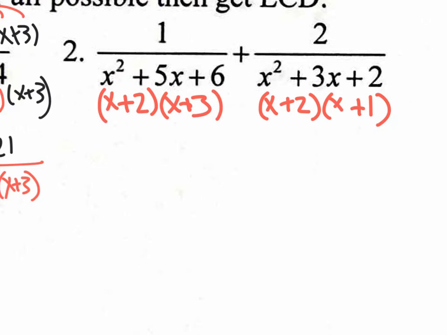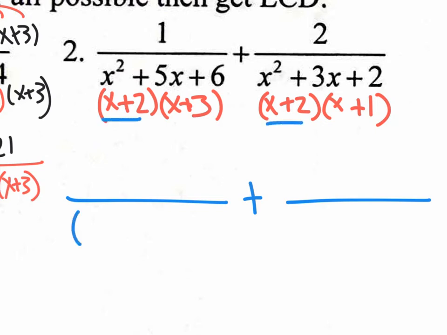So now let's figure out our LCD, ladies and gentlemen. Our LCD, the new common denominator, what's it going to be? Just x plus 2. It's repeated twice. You just write it once. X plus 2. And what about everything else? You bring it down. X plus 3, you bring it down. And also, x plus 1, you bring it down. That is your LCD. It's ugly, but that's it right there.